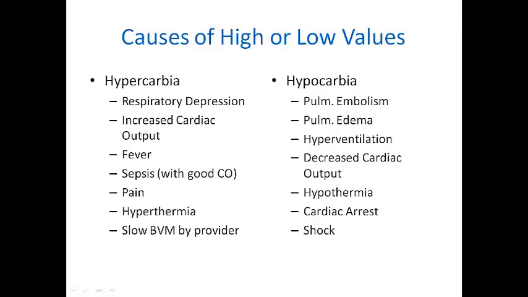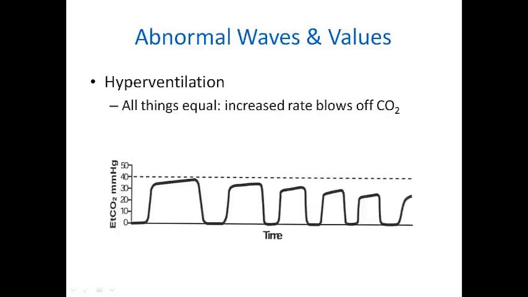Pulmonary edema may have good cardiac output at some portion of the cardiac cycle. However, because the blood is in the circuit, the gas is not easily transferring from the capillaries into the alveoli. Hyperventilation from a normal state will blow off more CO2 than is expected, leading the patient to a low CO2 value. Decreased cardiac output, hypothermia, cardiac arrest, and shock generally will produce hypocarbia as well.